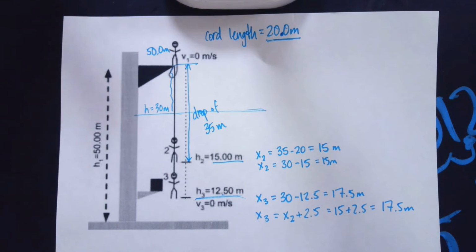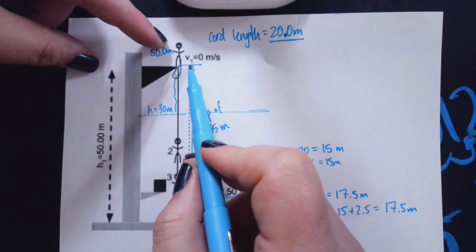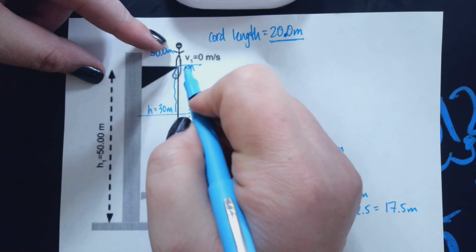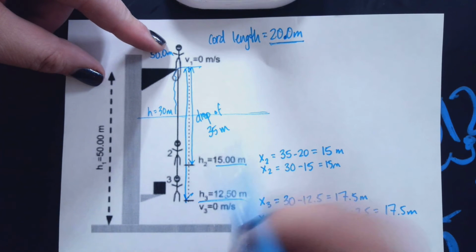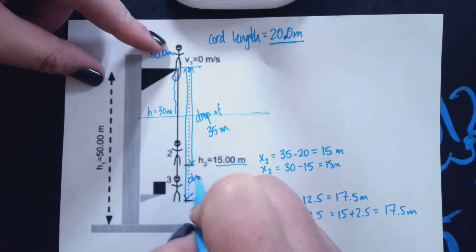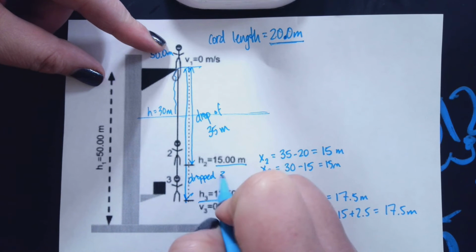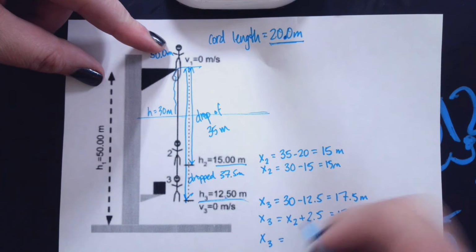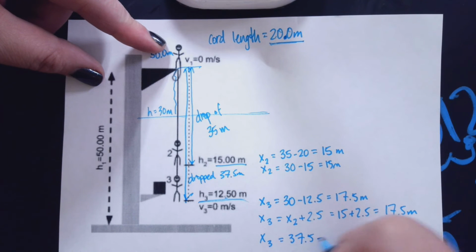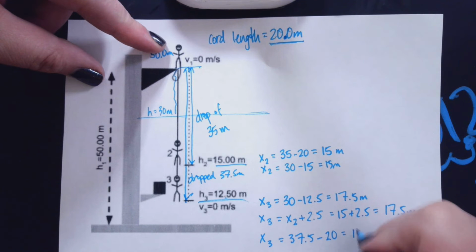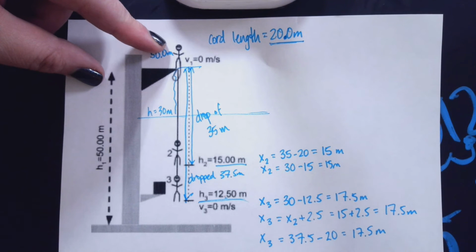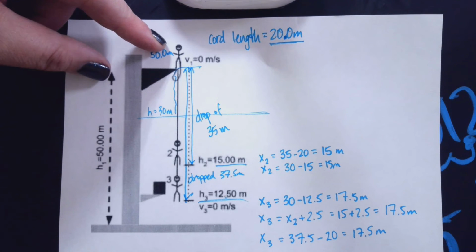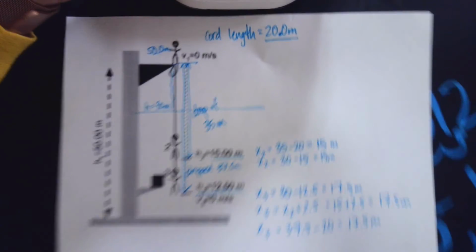And then the last way I could think of to do it would be to say, if we start at 50 and we go down to 12.5, we've dropped 37.5. So I could say that it's 37.5 minus the cord length of 20, which gives me also 17.5. So that's three different ways to get X3, which is the stretch at point 3.